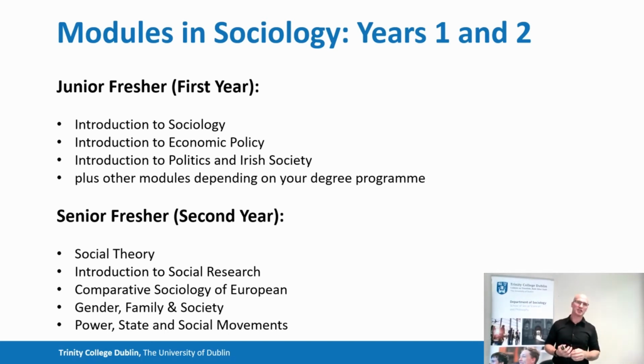Senior fresher is your second year, and here you're going to do some obligatory modules if you are following a sociological degree. So you will do social theory, and we'll also have a methodological module for you called Introduction to Social Research. That's where you do your first introduction to the methodologies of the social sciences. That is how you gather and analyse data and evidence. There are also going to be other modules that you can take here, like gender, family and society, power, state and social movements, all really important modules in terms of teaching you about core components of the sociological discipline.